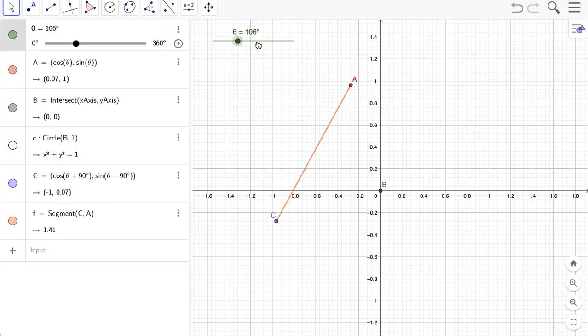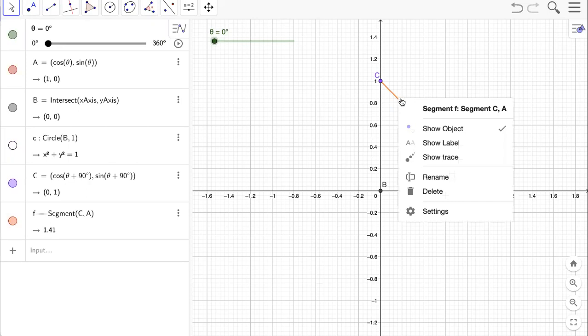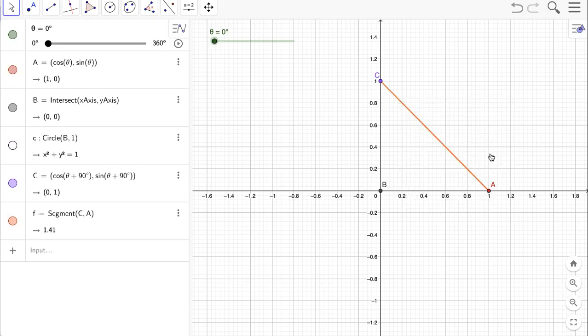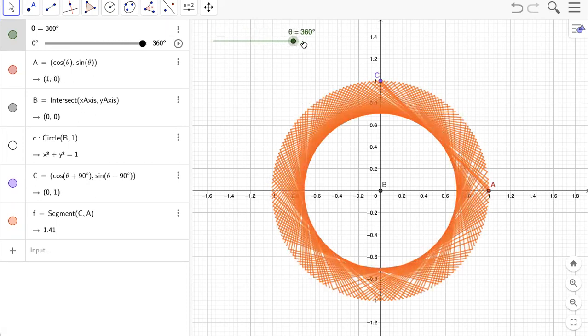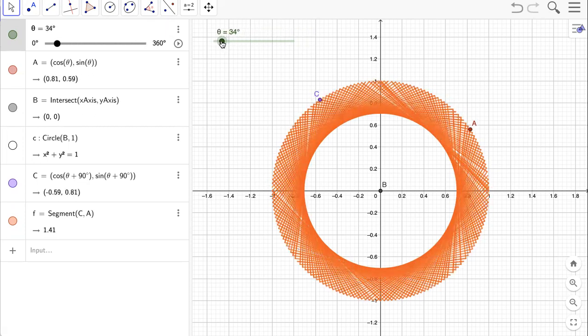Okay, and then we drag the theta slider, then the line will rotate. Okay, do you see that? All right. Now, finally, you can click on the line, right click, and then find show trace. Okay. And you have this, then now you can see the effect of turning the line on the circle. Do you get it? Okay, can you get it?